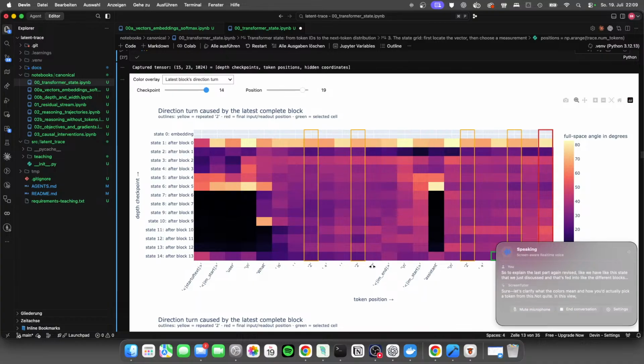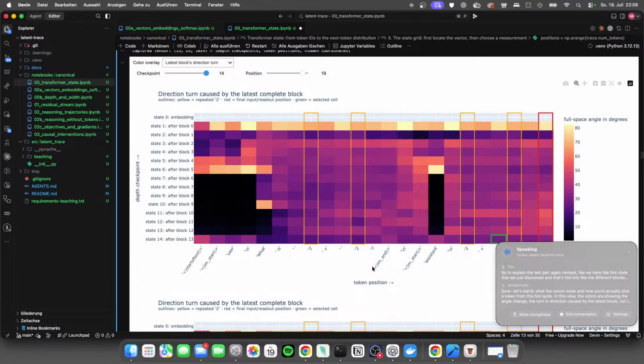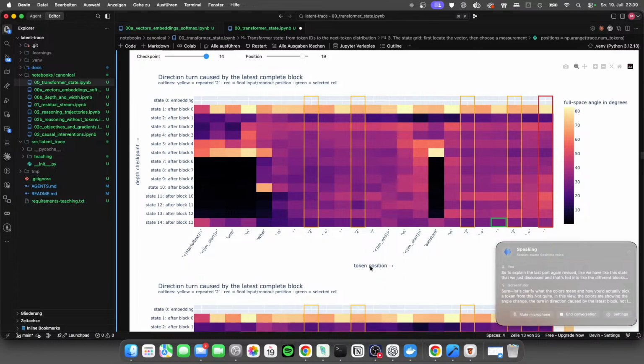Sure, let's clarify what the colors mean and how you'd actually pick a token from this. Not quite. In this view, the colors are showing the angle change, the turn in direction caused by the latest block, not logits. So each row is a checkpoint or depth, each column is a token position, and the color is how much that block rotated the state there. Warm colors mean a bigger change in direction. Dark means small or none.